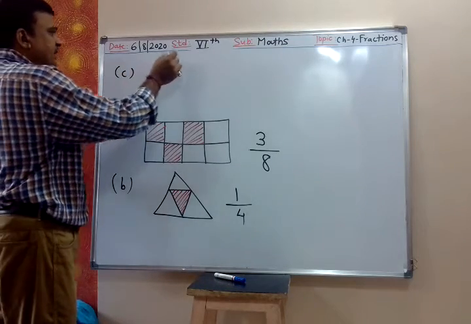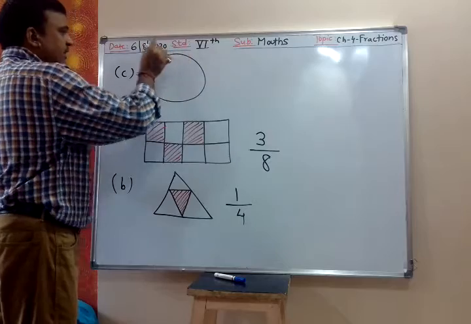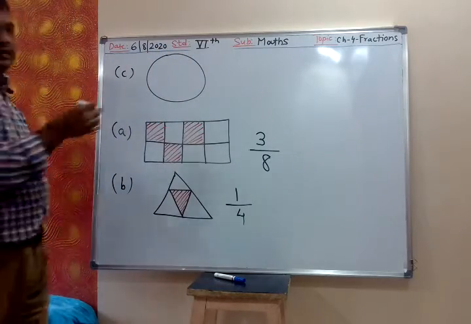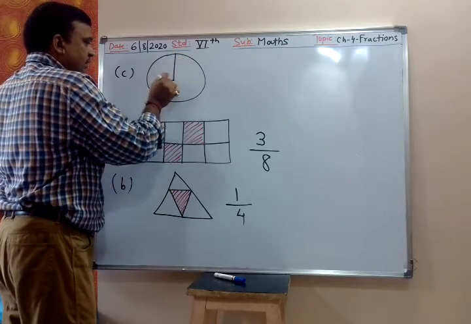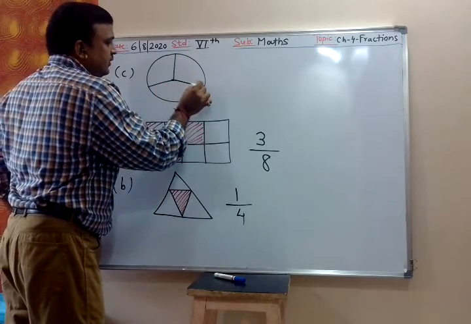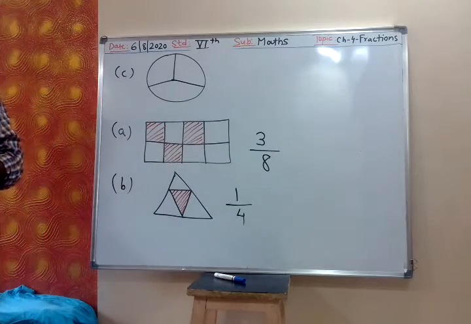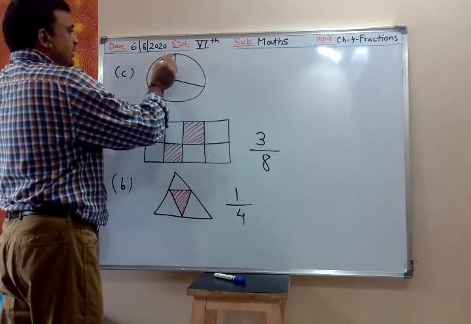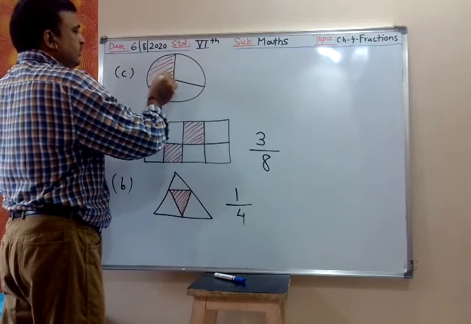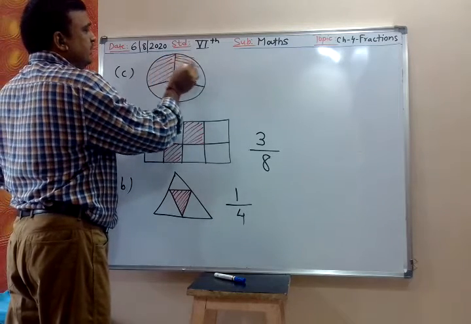Now see, you are given a circle. Total how many? This is shaded and this is shaded.